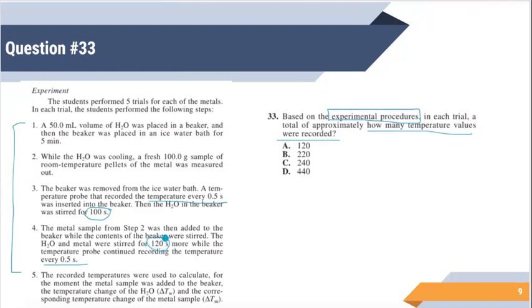If I'm recording every half second, that means I have 2 recordings, or 2 values, per second. So this section for step 3, that would be 200 recordings because I've got 100 seconds and I'm recording it every half second. So 2 recordings per second, 200 recordings. And then here I've got it for 120 seconds. If I'm recording every half second, that's 240 recordings because you're going to again have 2 every second. If I add these 2 together, 200 plus 240 is 440. So my answer for 33 is D.